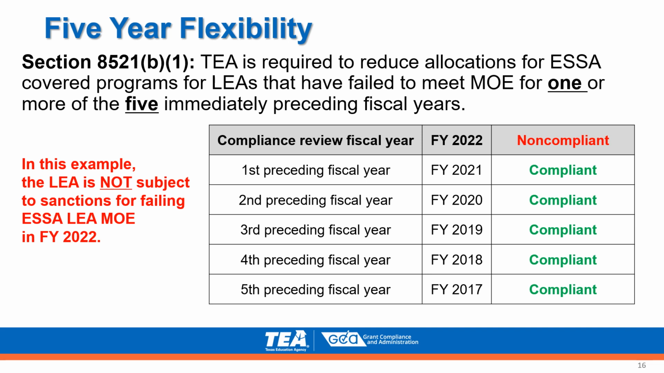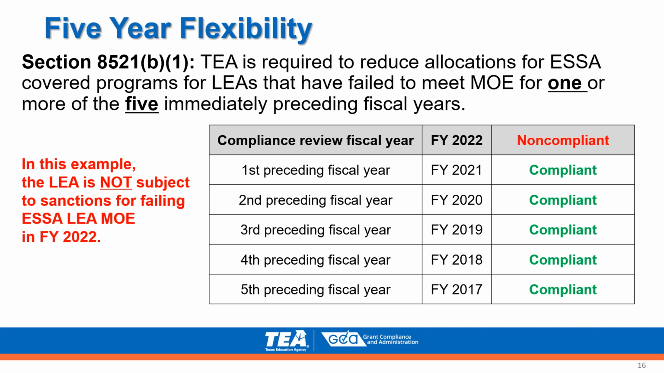Under Section 8521B(1), TEA is required to reduce allocations for ESSA-covered programs for LEAs that have failed to meet MOE for one or more of the 5 immediately preceding fiscal years. For example, if an LEA is found non-compliant for FY 2022, TEA will look back to FY 2017, 2018, 2019, 2020, and 2021, the 5 preceding fiscal years, to determine if the LEA failed in any of those 5 years.